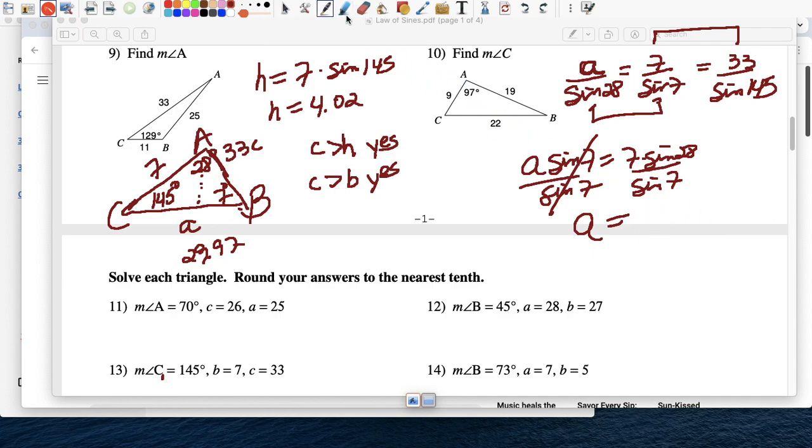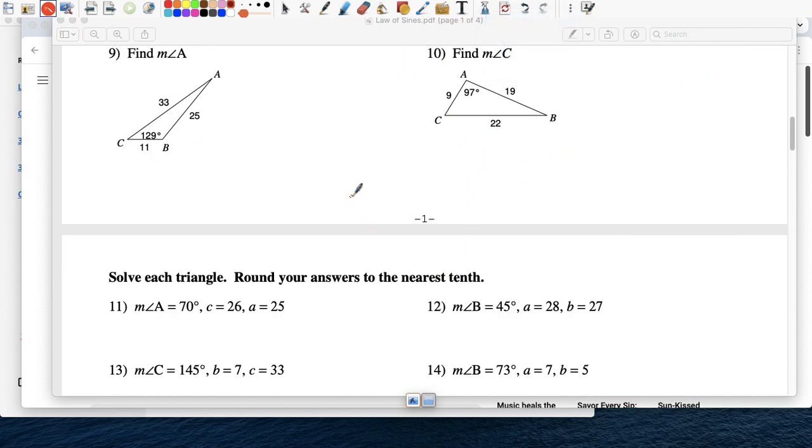All right, so I'm very close to it. It's 26.97, and I think it says round to nearest tenth, so that would be 27, right? Round to nearest tenth. You're good, okay? Then you have to do 14.